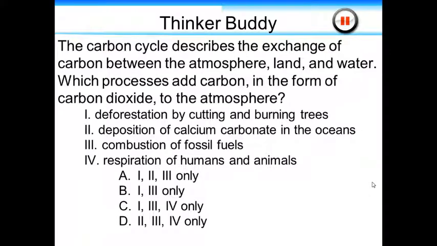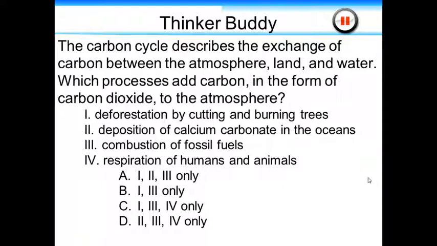Thinker Buddy. The carbon cycle describes the exchange of carbon between the atmosphere, land, and water. Which processes add carbon in the form of carbon dioxide to the atmosphere? Roman numeral 1, deforestation by cutting and burning trees. Roman numeral 2, deposition of calcium carbonate in the oceans. Roman numeral 3, combustion of fossil fuels. Roman numeral 4, respiration of humans and animals. Which one of those Roman numerals can be more than one?